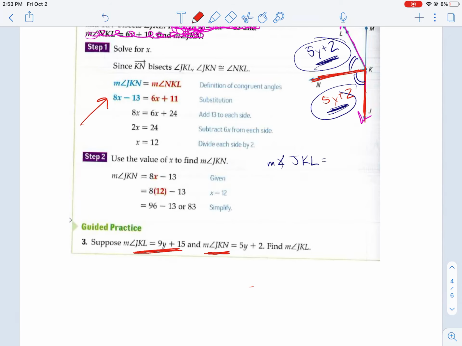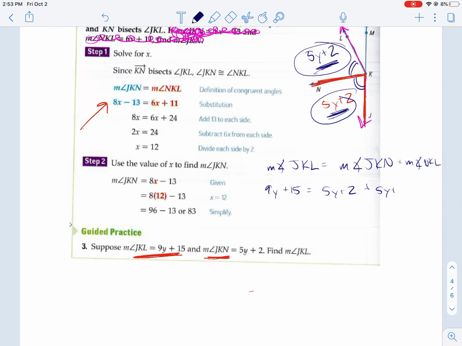To get the measure of JKL, I would have to add the measure of JKN plus the measure of NKL. Now I can just do some substitutions. I'm going to substitute the measure of JKL with 9y plus 15, and the measure of JKN is equal to 5y plus 2. Because they're both congruent, I'm just going to write 5y plus 2 again. Then I'm going to simplify the right side.